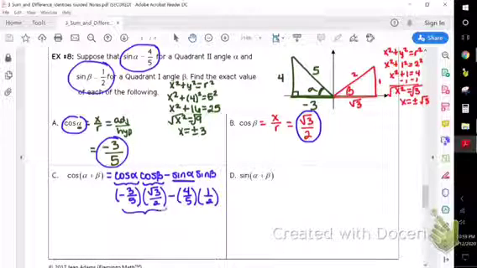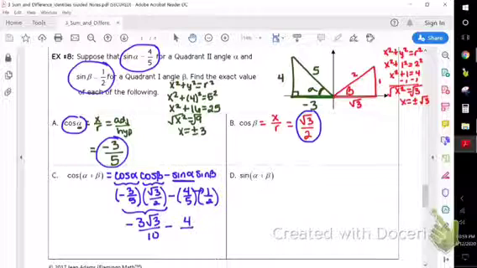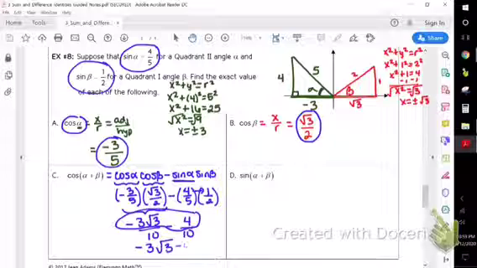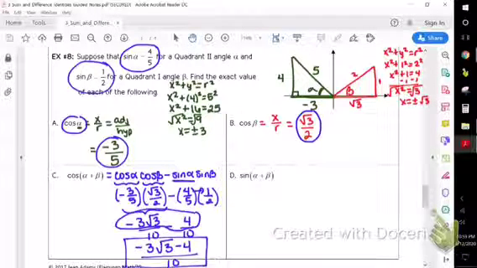Then, just like what we did before, we multiply. Negative times a positive is negative. On the top, I have 3 times the square root of 3, so 3 square root of 3 over 10, minus, on top, 4 over 5 times 2, which is 10. I'm going to combine those numerators over that common denominator. So I got negative 3 square root of 3 minus 4 all over 10. And that's our answer for cosine of alpha plus beta.